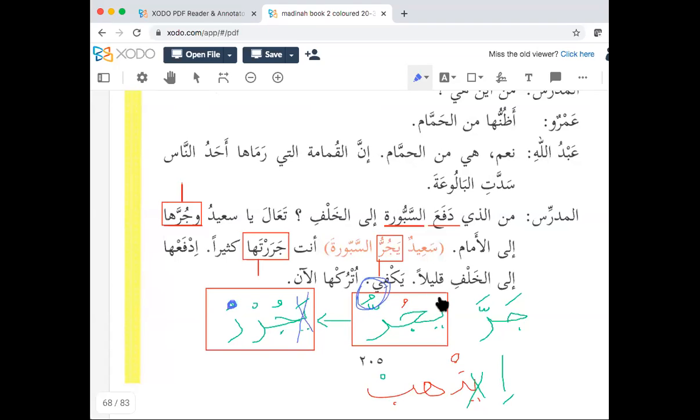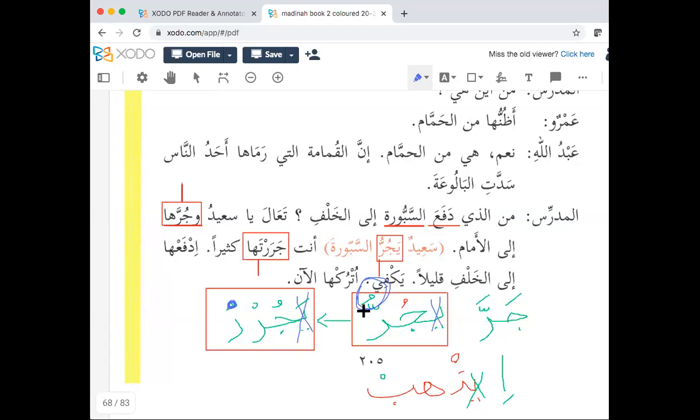In order to represent fi'l amr, we had to decide what to do with it. The Arabs had to decide what to do with it. So they said, okay, if we make it a dhamma, then that's a problem because the dhamma is the sign, the asl of the fi'l mudari', which is marfu'. And we haven't made any changes therefore. And we have to make a change to make it known that this is fi'l amr. So dhamma is out, and the sukoon is out.